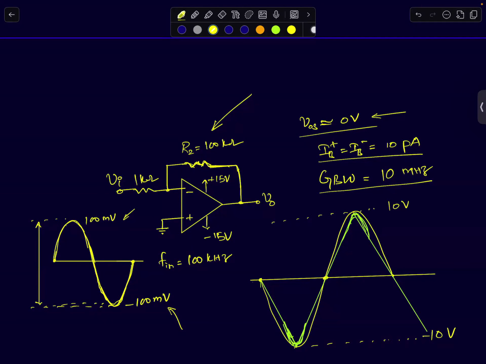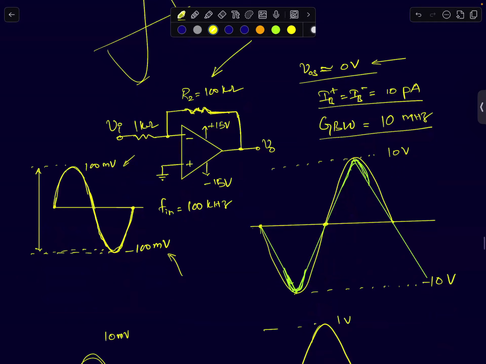So multiply by 100, you should get ±10 volts at the output. He is expecting a pure sinusoidal output where it has to go from ±10. But instead, he observes a very weird waveform. The waveform looks like a triangular waveform at the zero crossings, and it looks like some kind of sinusoid. The green waveform, ideally he is expecting the yellow waveform. But what he's seeing is a very weird, very distorted waveform.